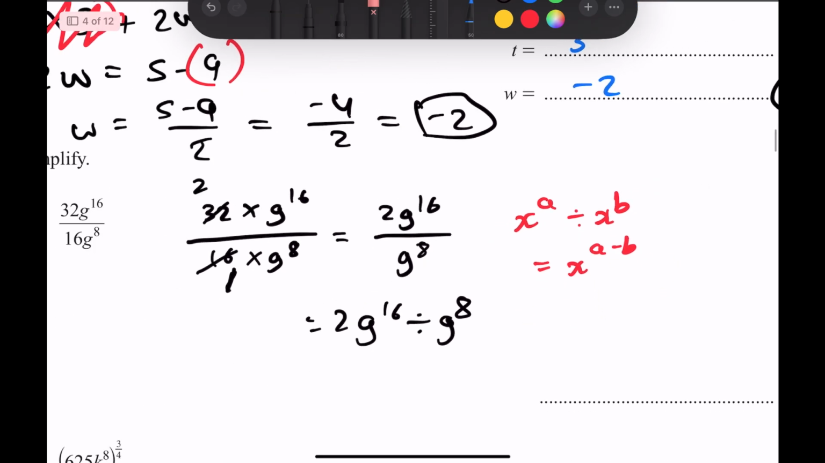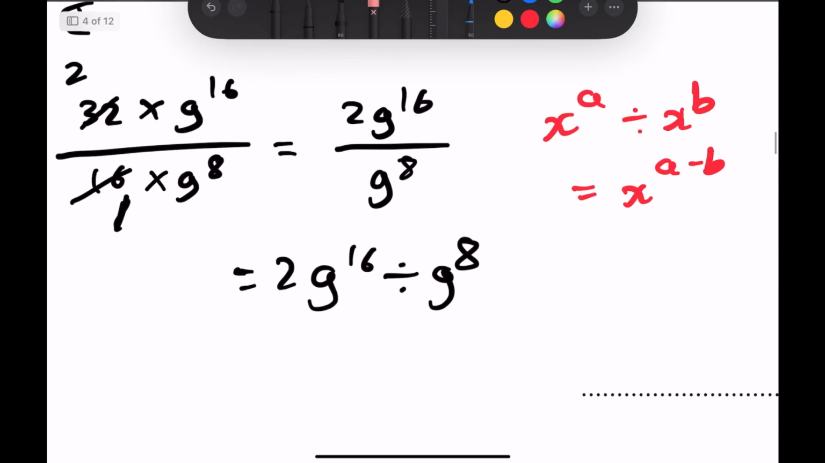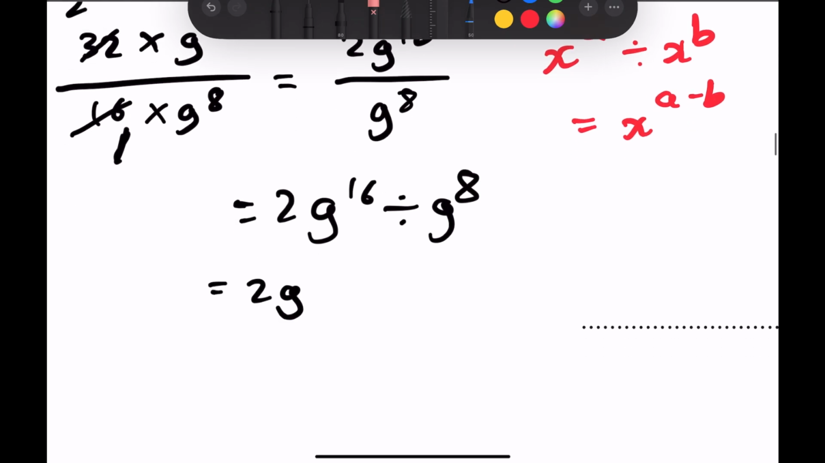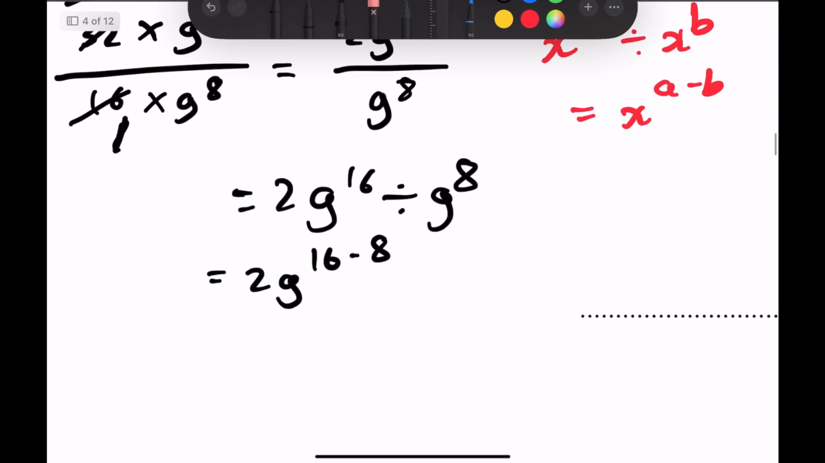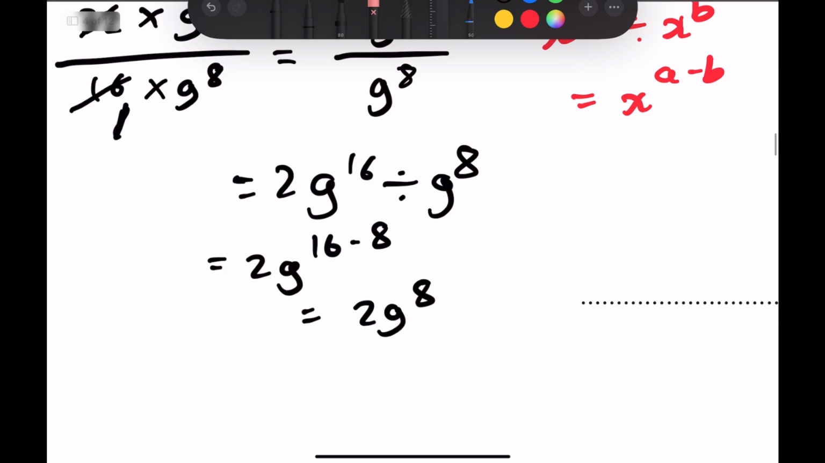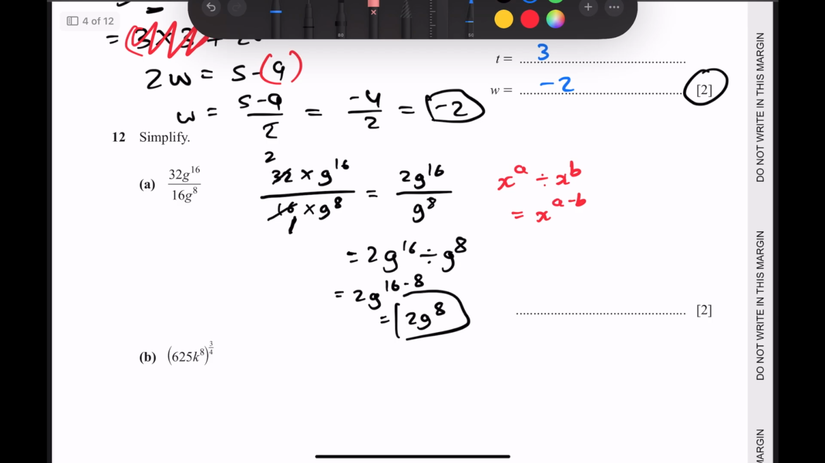So in this case, 2g to the power of 16 divided by g to the power of 8 is equal to 2g to the power of 16 minus 8, which is equal to 2g to the power of 8. This is your final answer for part A of question 12.